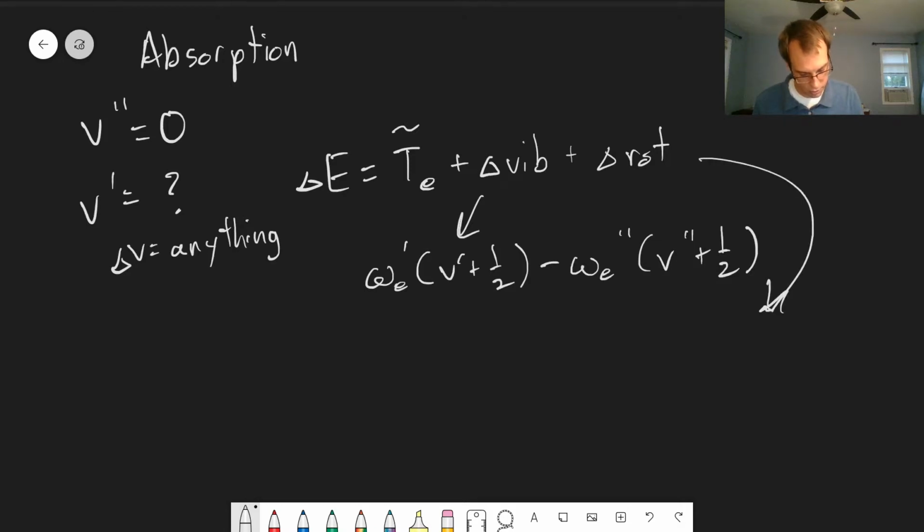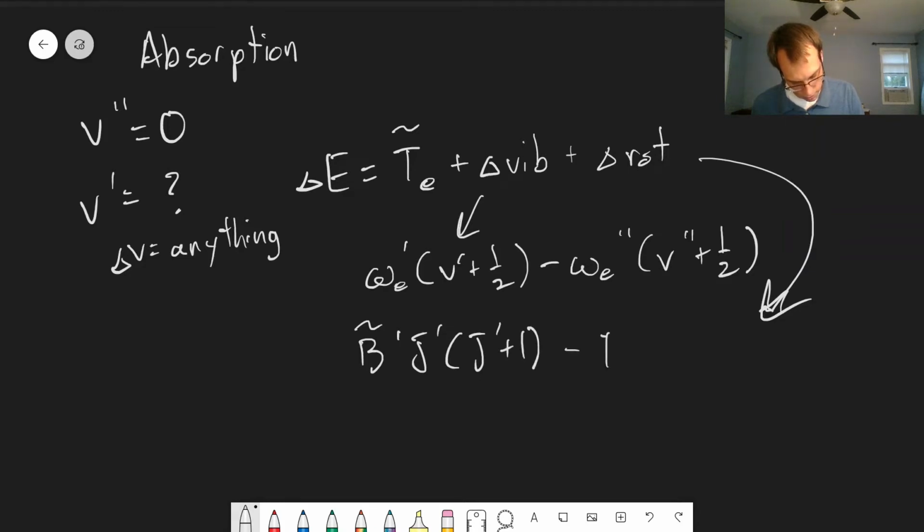And the rotational energy differences will be B prime J prime times (J prime plus 1) minus B double prime J double prime times (J double prime plus 1), again ignoring centrifugal distortion and anharmonicity here. So if we have sufficient resolution, we can actually observe all three of these happening simultaneously. And I want to show you an example of that.